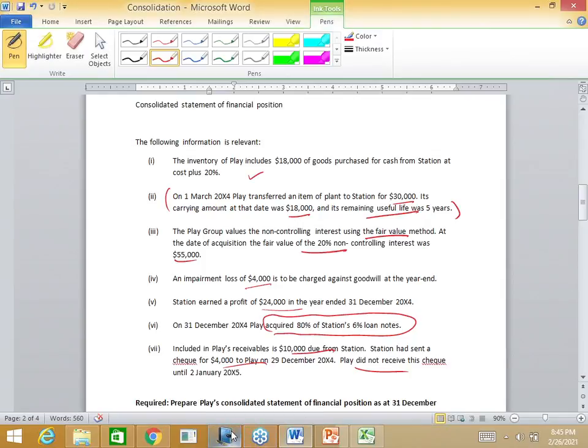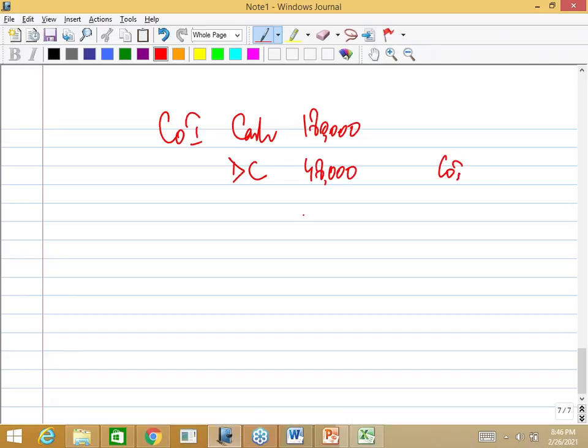So let's start solving this question. First you need to calculate the cost of the investment. We have already calculated the cost of investment. The cash part is 180,000 and the deferred consideration part is 48,000. The accounting entry is cost of investment debit, deferred consideration credit.